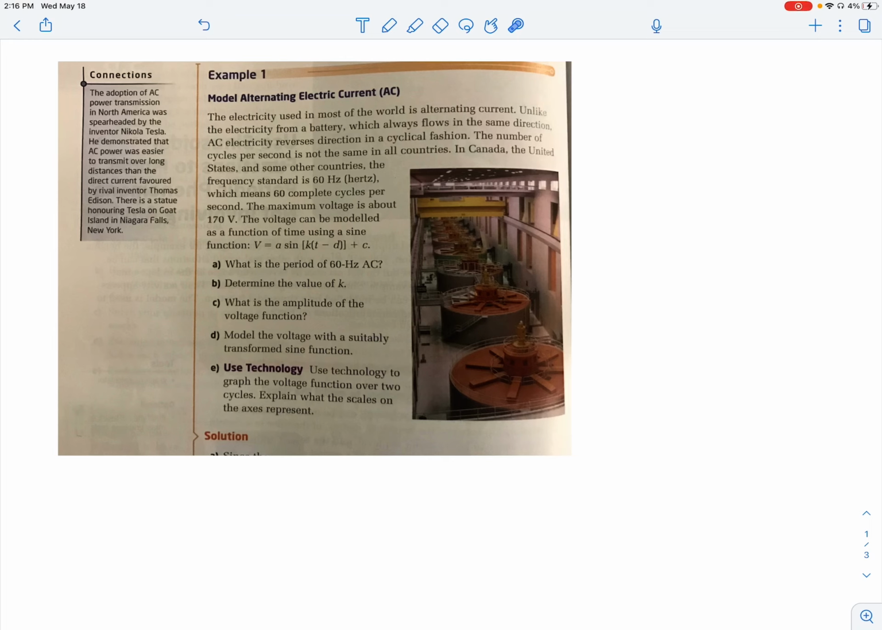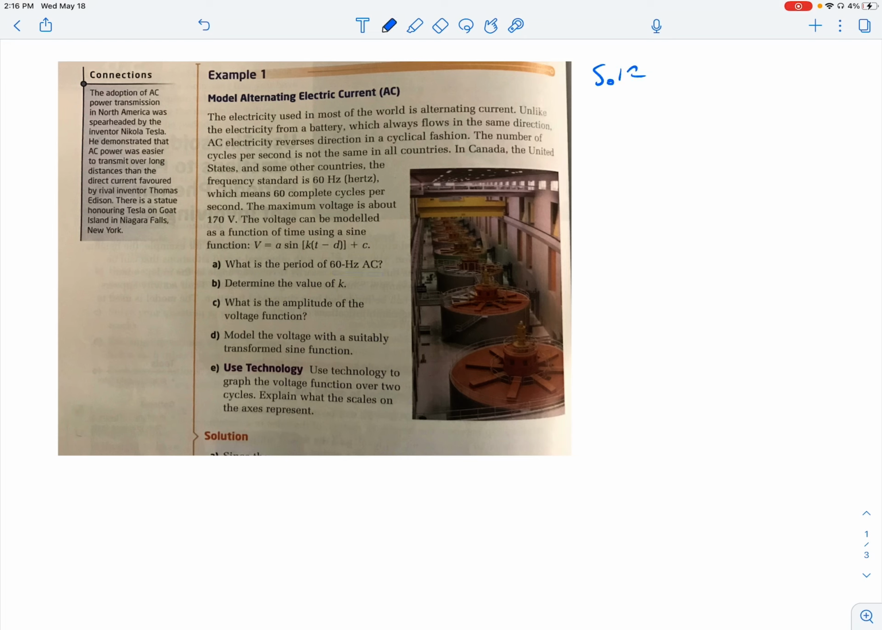Also in Canada, the maximum voltage is about 170 volts, and the voltage can be modeled as a function of time using a sine function. So we can see this nice equation right here. We have V for voltage. The voltage is equal to A for amplitude, sine, and then K(t minus D), where t would be time in seconds, and then plus C. So we're first asked in this example to find the period of 60 hertz AC.